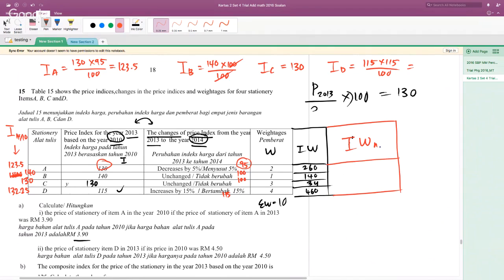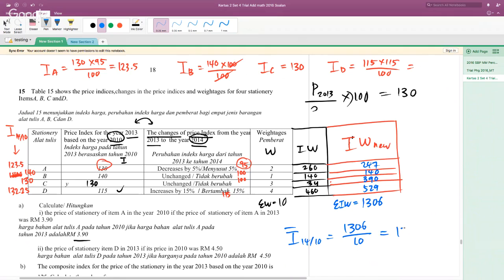Okay, I write N for new here. So this is the new index number we have. The space is just too small. Anyway, 123.5 multiply 2. You multiply back the same weightage. So this one should be 247. This one multiply 1 is 140. And this one multiply 3 should be 390. And then 132.25 multiply 4 is 529. Then I will add the total of them: 247 plus 140 plus 390 plus 529. Then I'll get 1306. So to get the composite index for 2014 based on 2010, I will use 1306 over 10. Then I will get 130.6.